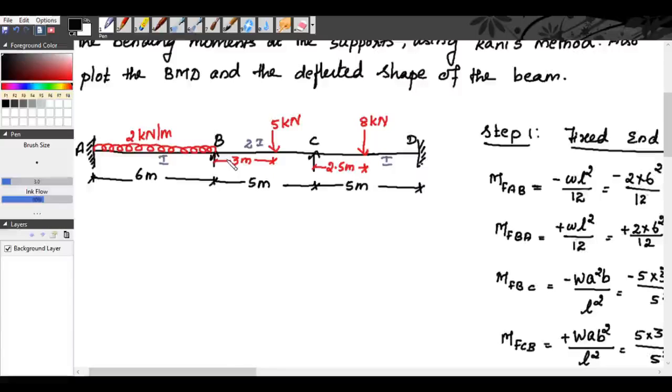Now, we know the relative stiffnesses. If the far end is fixed, the relative stiffness is I by L. And if the far end is hinged, the relative stiffness is equal to 3 by 4 of I by L. So here everywhere the far end is fixed. The intermediate supports also should be considered as fixed supports. So everywhere the relative stiffness is I by L.